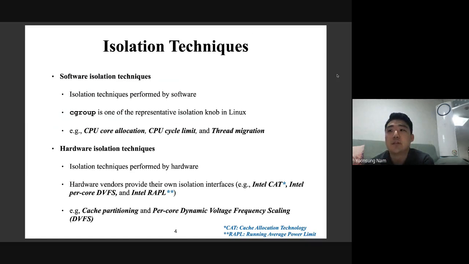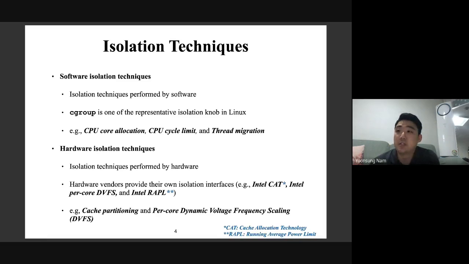To handle the resource contention, there are isolation techniques in multi-core systems, software ones and hardware ones. First, software isolation techniques are usually implemented and performed by software. Linux cgroup is one of the representative isolation techniques in Linux. Using cgroups, we can allocate CPU cores, limit CPU cycles, and perform thread migration.